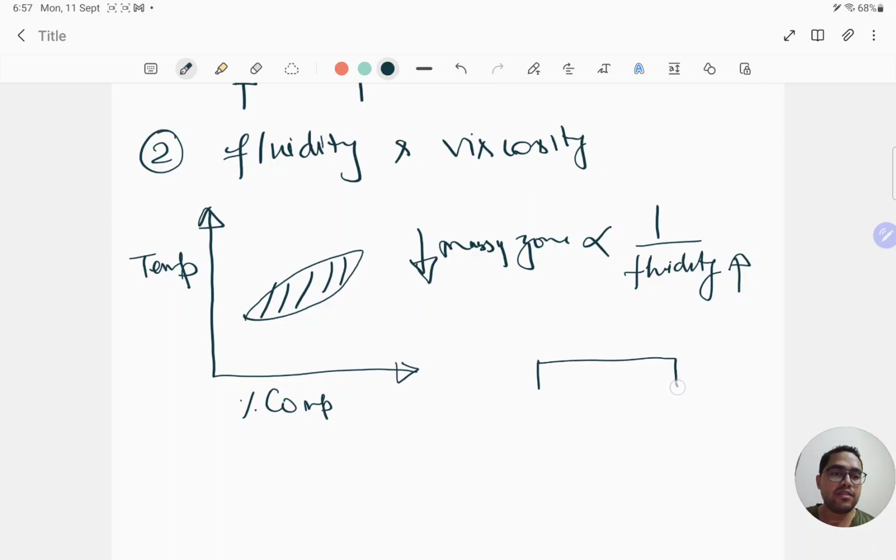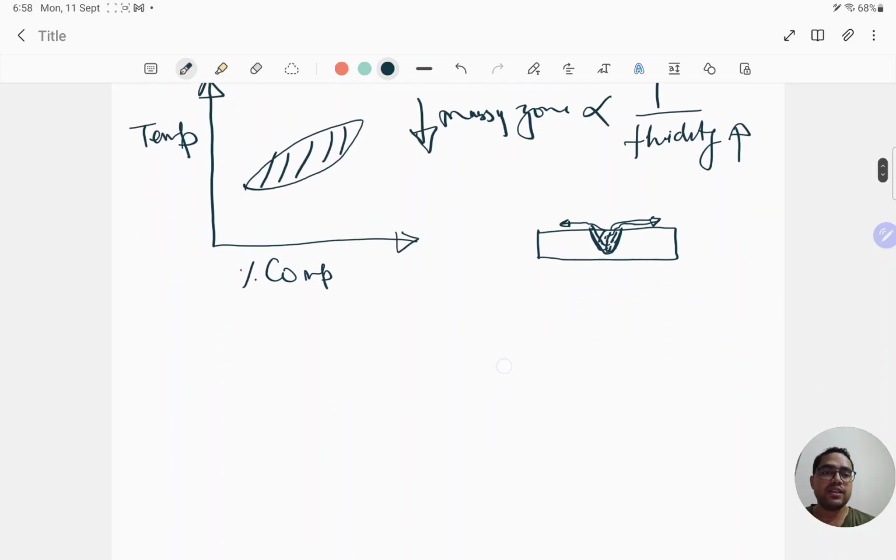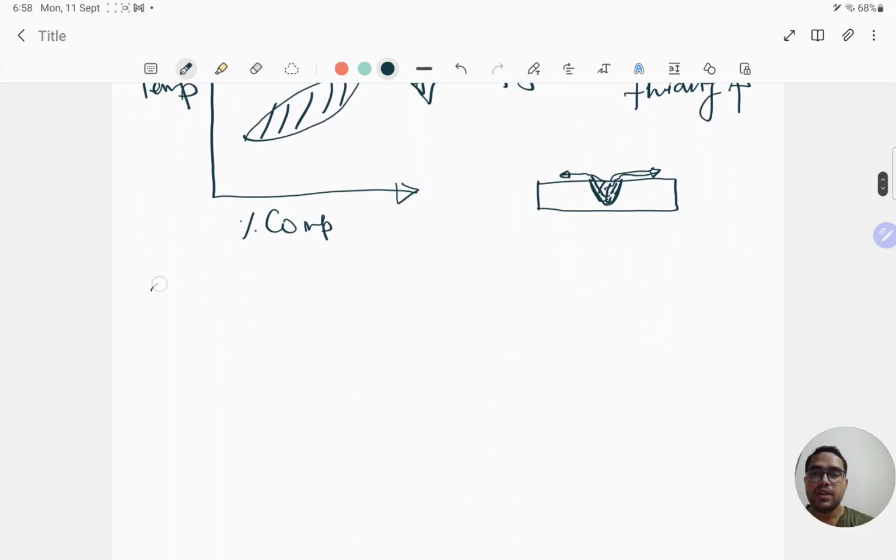So when heat is provided and a whirlpool is developed over the surface, the molten metal easily gets out due to its high fluidity and low viscosity. So the whirlpool will never develop due to this reason. So welding is very difficult in case of aluminum.